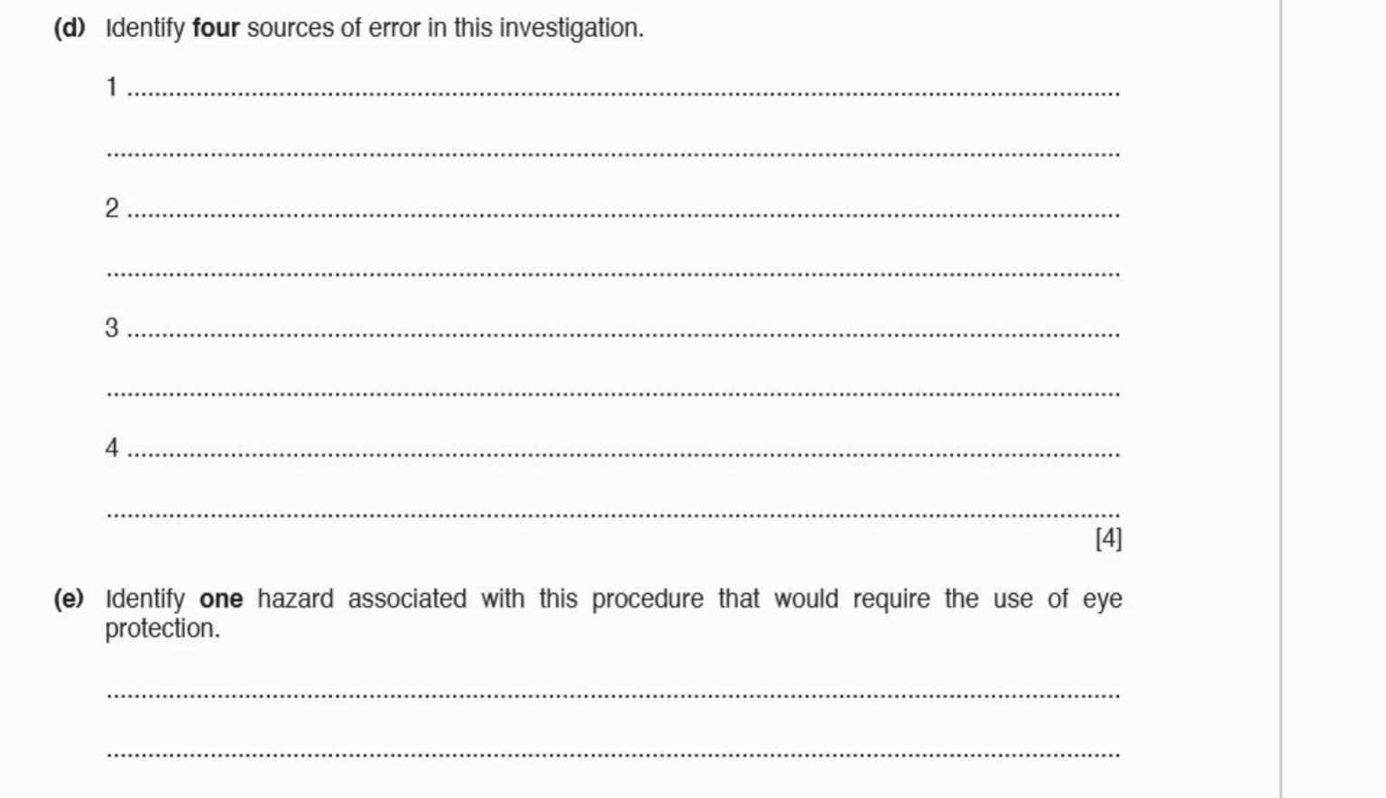D, identify 4 sources of error in this investigation. No investigation's perfect. Some are better than others, but there's quite a few sources of error in this one. Things you cannot put down. You will not get any marks if you say something like human error. That is a big no-no. That's not a source of error. That is just, yes, it happens, but it's not a specific thing that you can change next time.